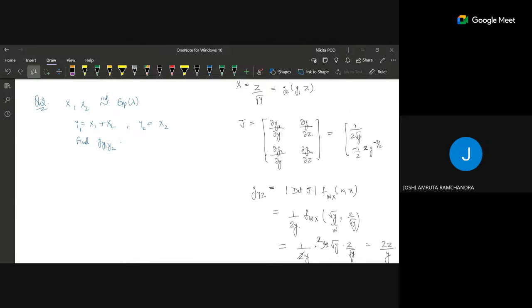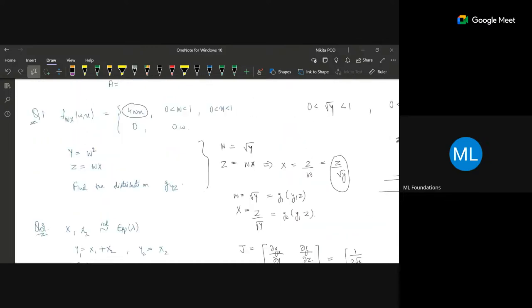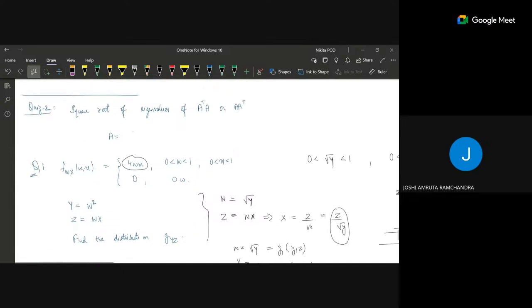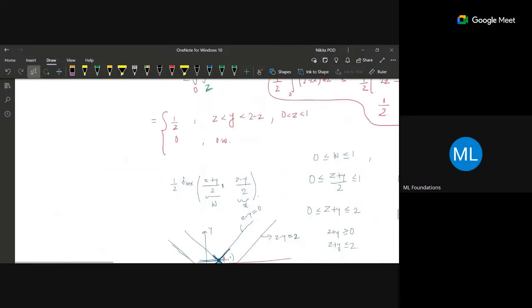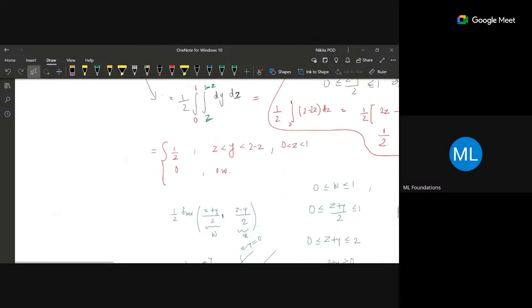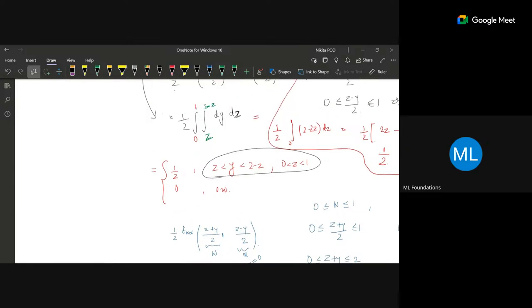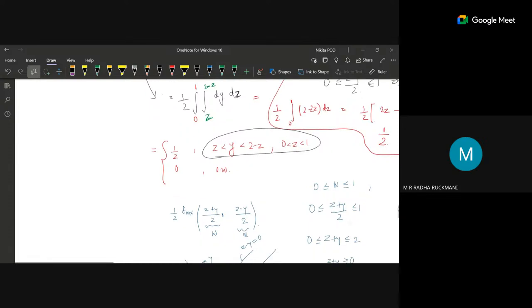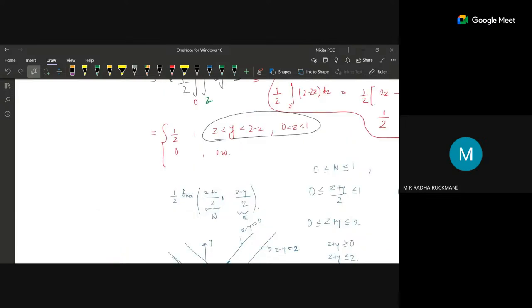In the previous question, why were we doing integration? Actually, we did not have to do integration. We just wanted the limits, because initially it was WX, and now you have to write the range for Y and Z. And ma'am, if we do the integration, the answer should be 1, right? Because it's a PDF. Yeah, the answer should be 1.